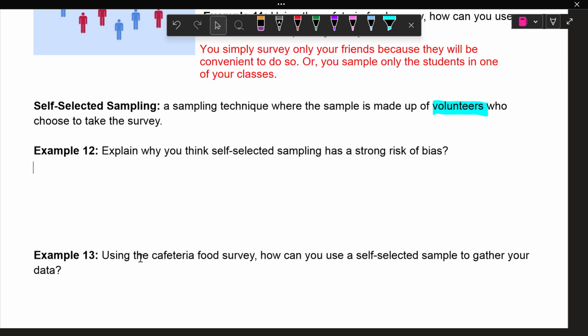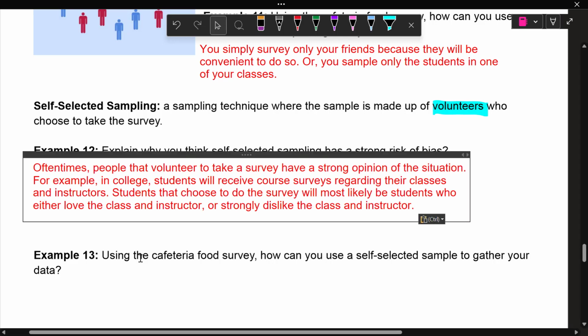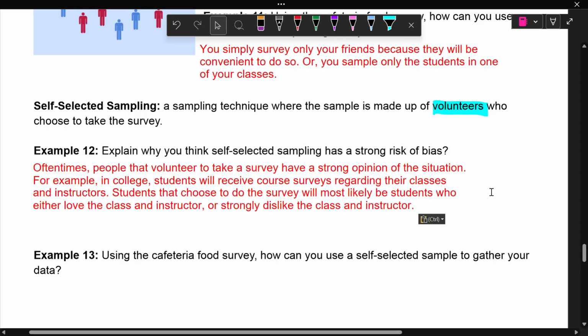Do you like the Cubs or the Sox? And if you don't like sports, you're like, I don't care. I'm not going to even answer. It doesn't matter. Who's going to answer? Big Sox fans and big Cubs fans. So oftentimes people that volunteer to take a survey have a strong opinion.